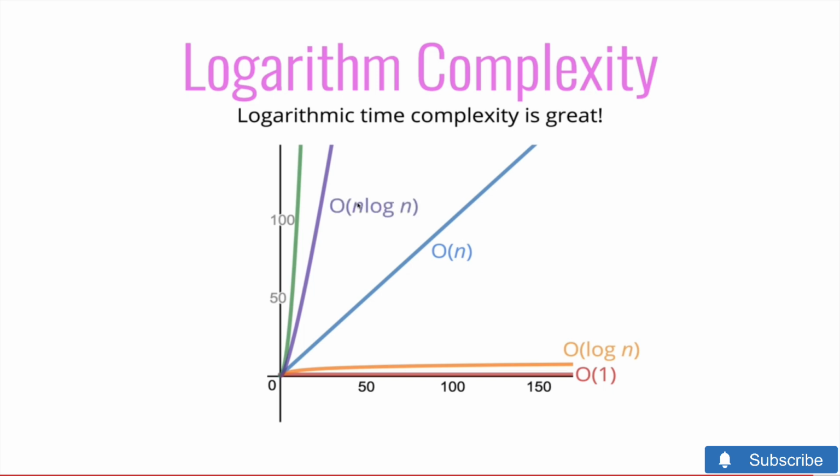There's another common one we'll see, n log n. I'm not going to go into examples just yet, but both of them involve logs, so I figured I should show you. It's not as good, but it's still better than something like n squared, the quadratic time complexity.